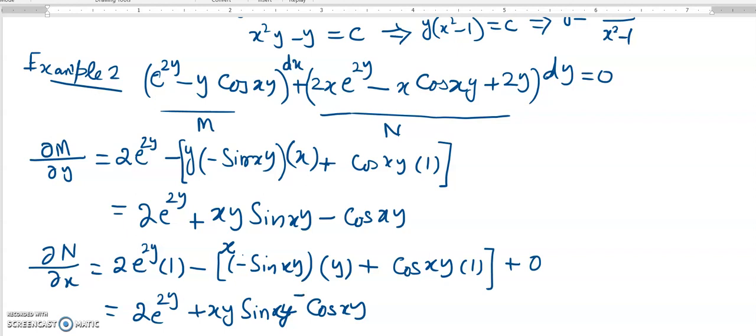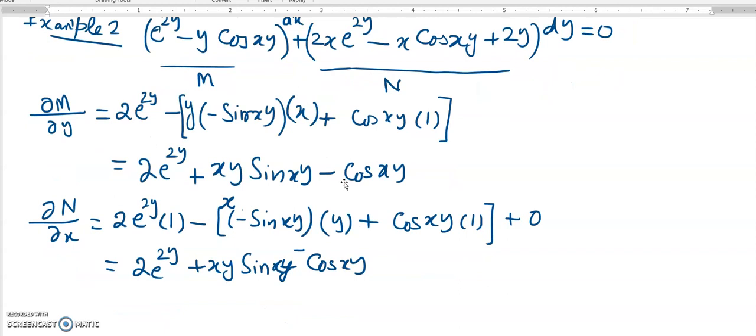So now we can see that partial M over partial y is this, and partial N over partial x is this. Both are the same. So this means that the above equation is an exact equation. For this exact equation, now let's go towards the solution. For the solution, we will assume that there is a function f whose partial derivative with respect to x is equal to this function, e power 2y minus y cosine of xy.